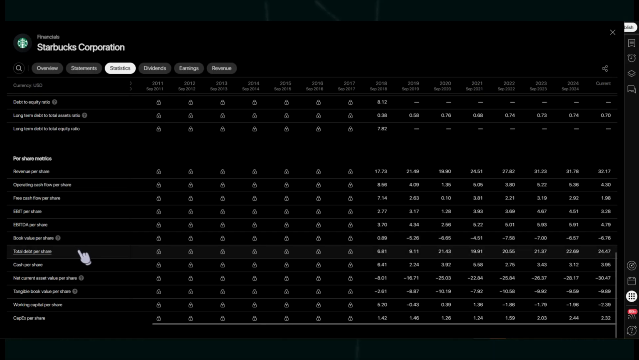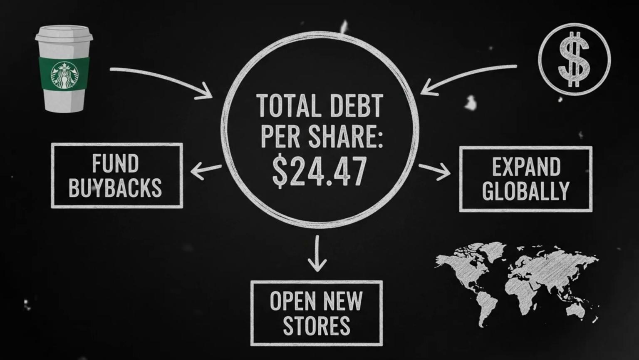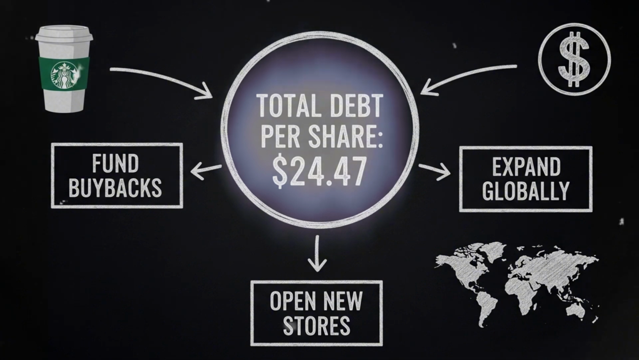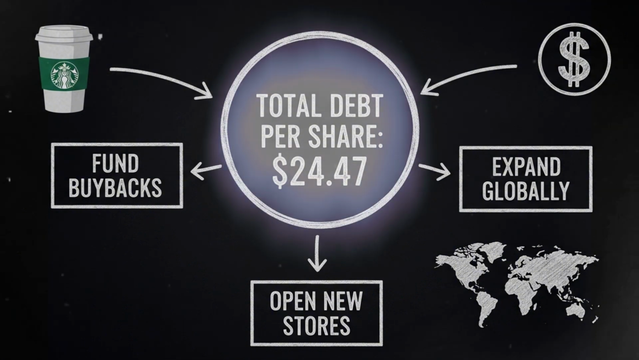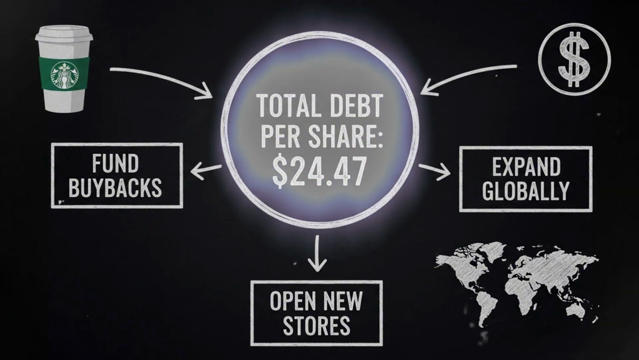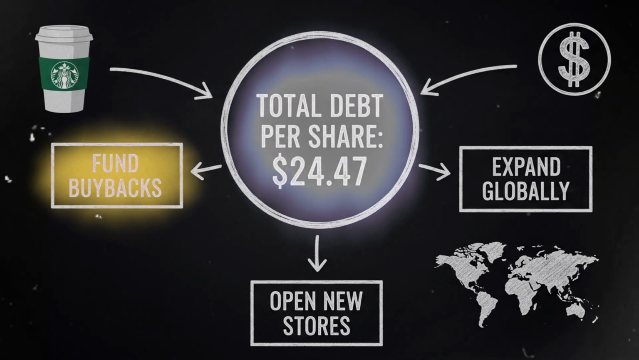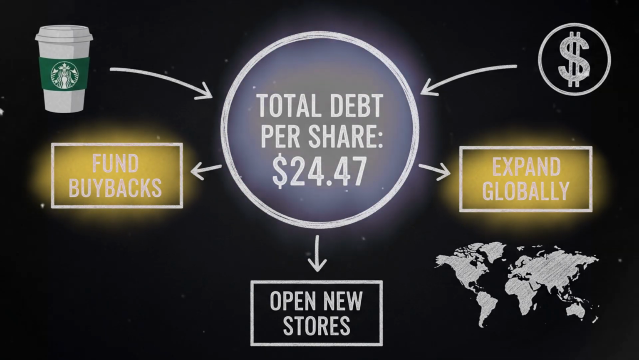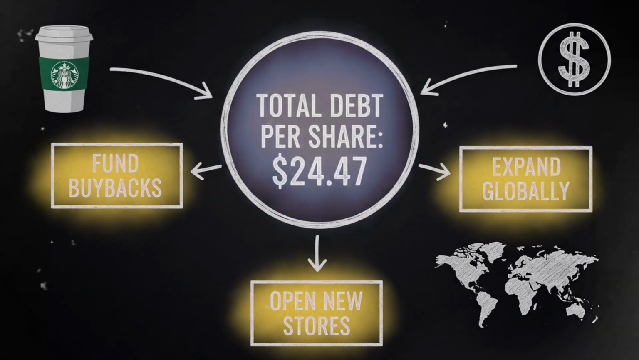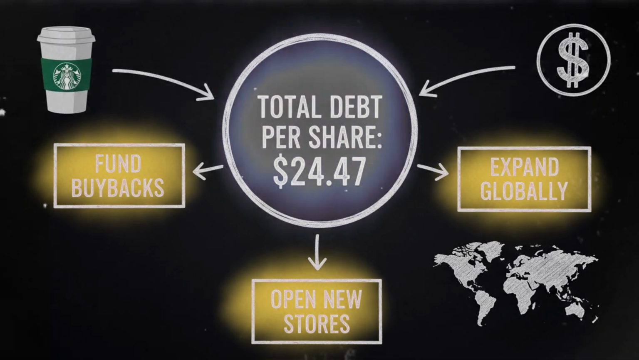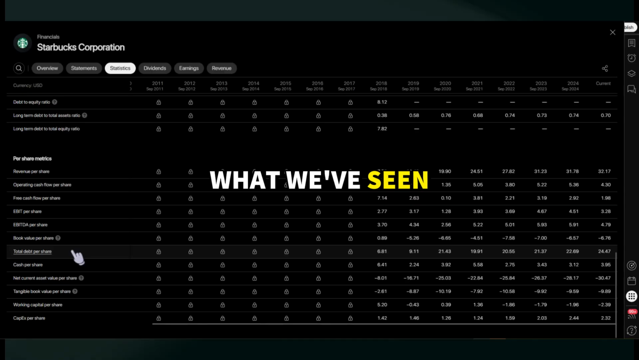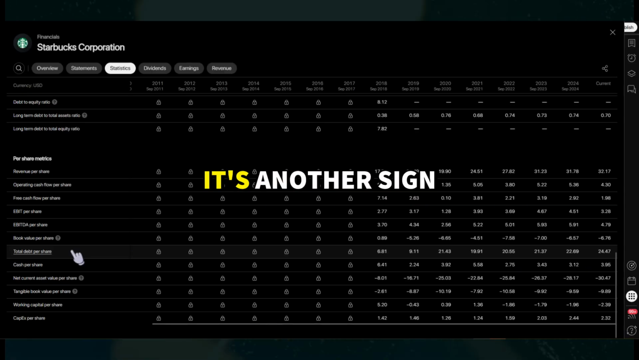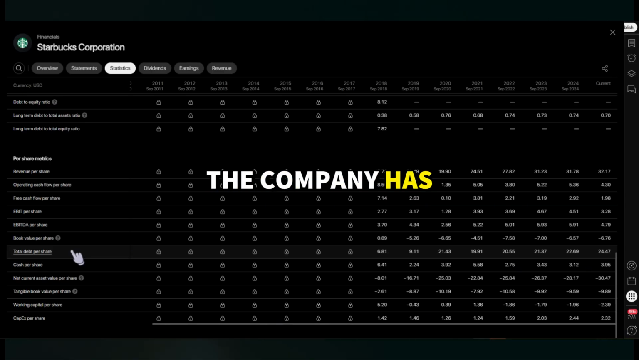Total debt per share is 24.47. That means for every share of Starbucks stock, there's about $24 worth of debt tied to it. Now, that might sound high, but remember, Starbucks uses debt strategically. They borrow to fund buybacks, open new stores, and expand globally. The key is whether their cash flow can comfortably cover it, and based on what we've seen, it can. Still, it's another sign of how leveraged the company has become over time.